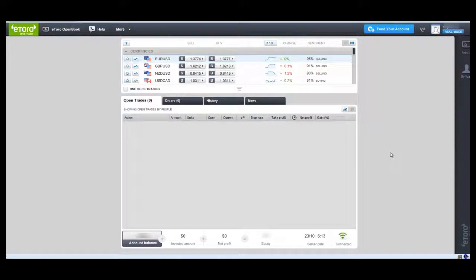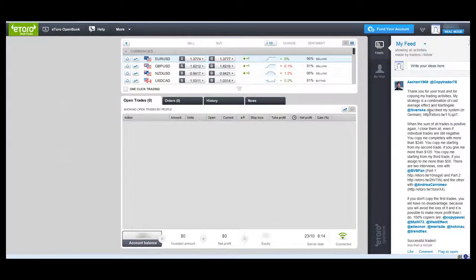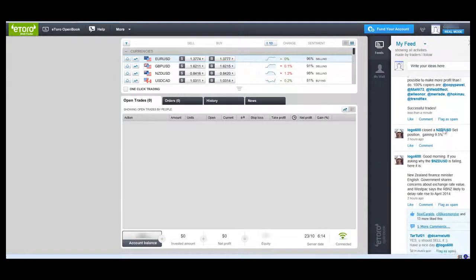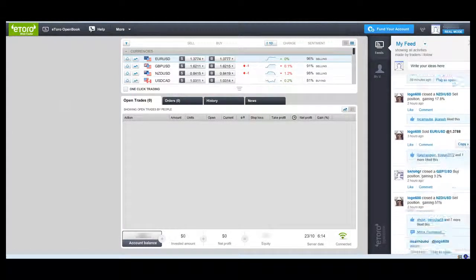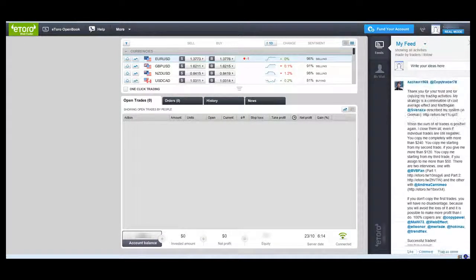One of the biggest advantages of eToro is, of course, that you can get, let's call them, free signals. You get feeds where you can follow other traders. It's kind of like a Twitter following, where you can see which positions they opened and when they closed them. You can see how much they're profiting, if they gain, if they lose, and so you can follow their trading.